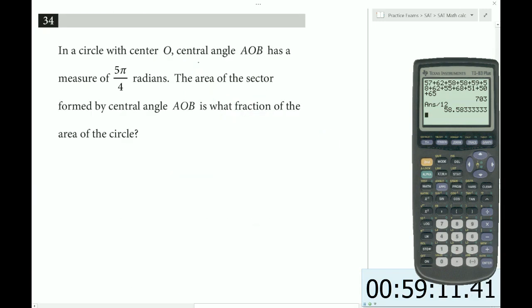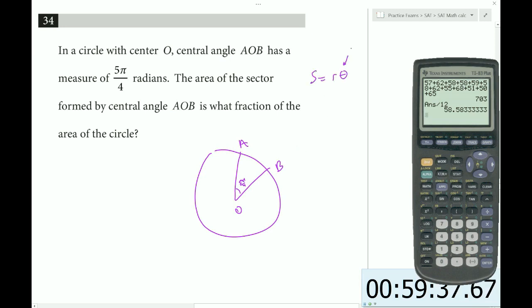In a circle with center O, central angle AOB has a measure of 5 pi over 4 radians. If the area of the sector formed by central angle AOB is what fraction of the circle? All right, so we have the central angle measuring 5 pi over 4 radians. They gave that to us in radians, which indicates that maybe we should use s equals r theta, where theta has to be measured in radians. So this is the arc length formula.